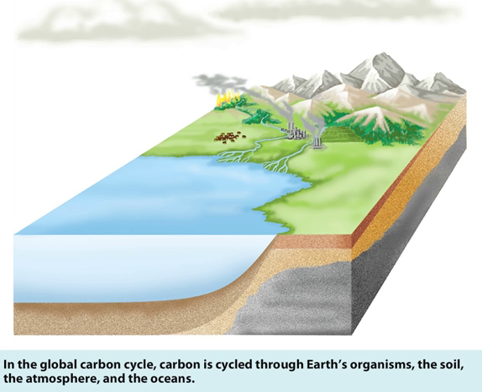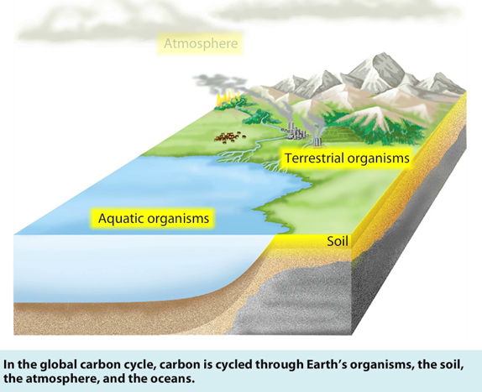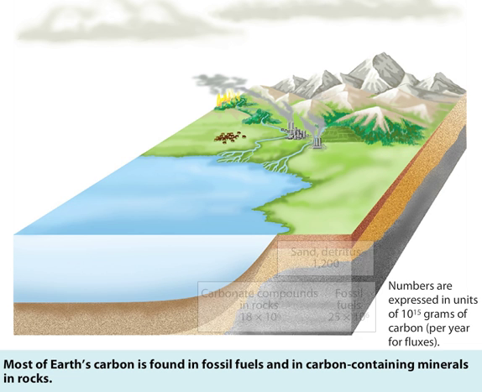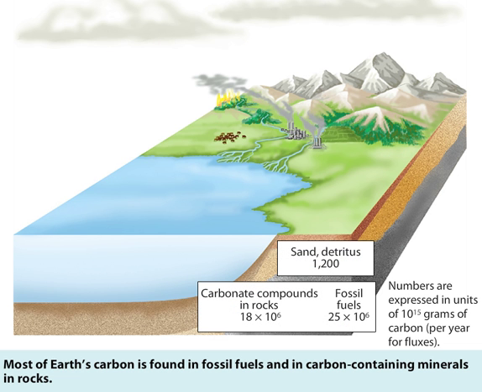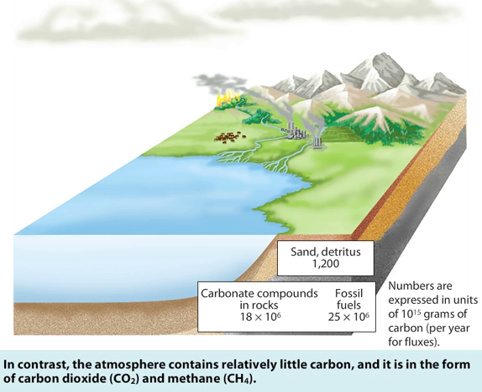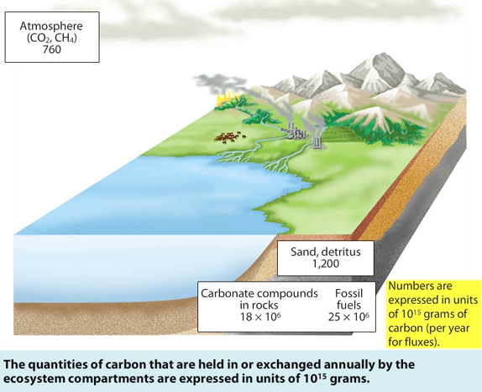In the global carbon cycle, carbon is cycled through Earth's organisms, the soil, the atmosphere, and the oceans. Most of Earth's carbon is found in fossil fuels and in carbon-containing minerals and rocks. In contrast, the atmosphere contains relatively little carbon, and it is in the form of carbon dioxide and methane. The quantities of carbon that are held in or exchanged annually by the ecosystem compartments are expressed in units of 10 to the 15th grams.